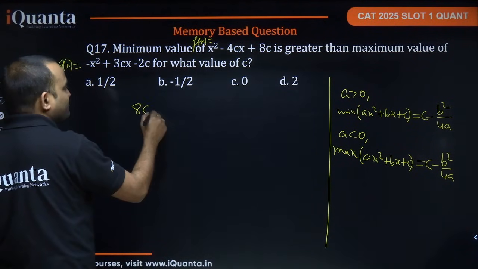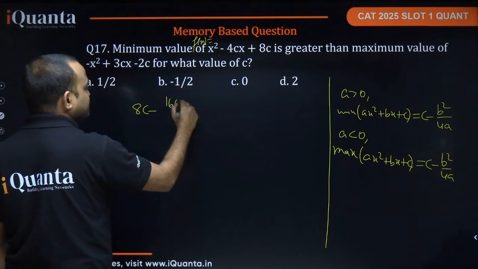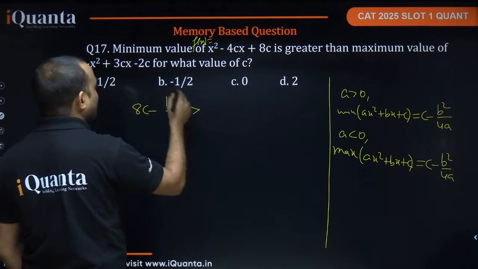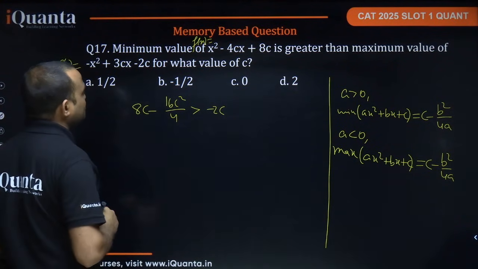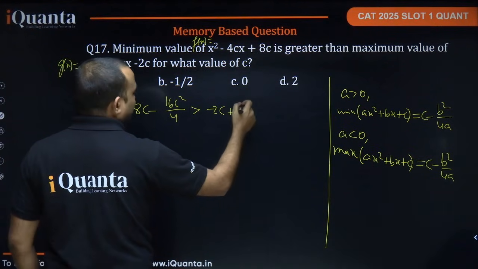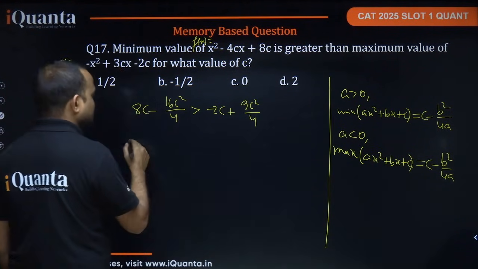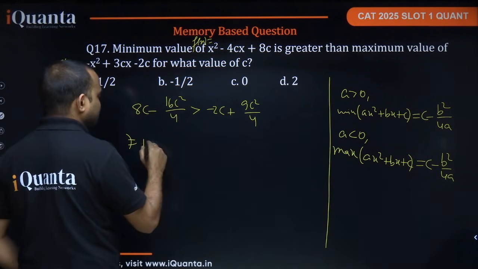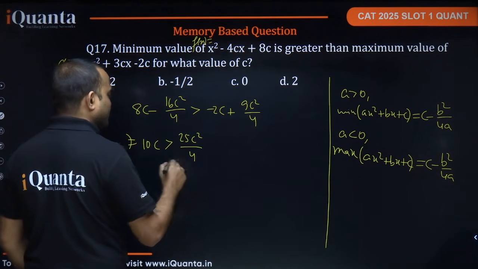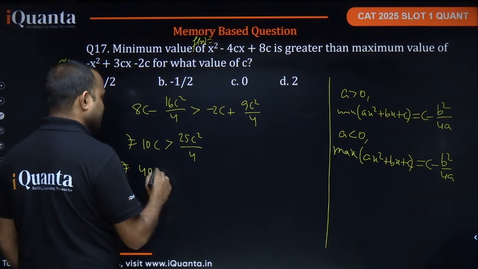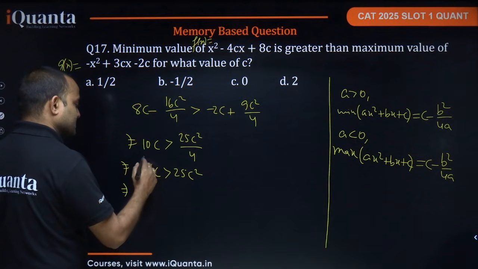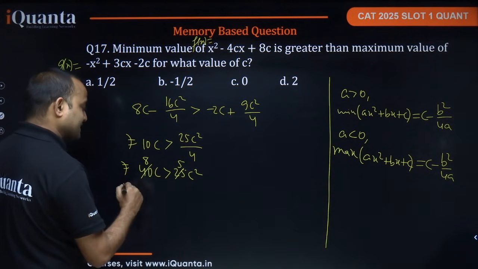So now in this case, what will be the minimum value of this? C is 8c here minus b square is 16c square by 4 should be greater than. Now c is here minus 2c and minus minus plus and 3 square is 9c square by 4. So from there we get 10c is greater than 25c square by 4, or what we can say 40c is greater than 25c square, or 40, this is 8 times, this is 5 times, bring it this side.